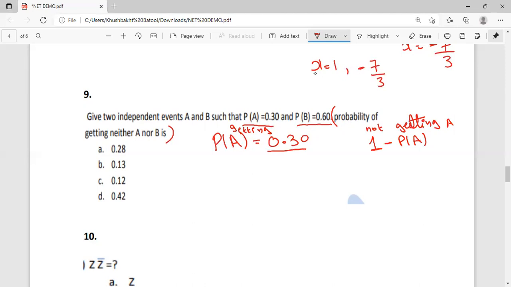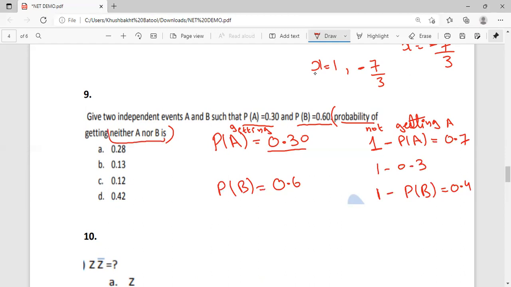So if you are getting A, you will get 0.30, and if you are not getting A, you will get 1 minus 0.3, so that is 0.7. And probability of getting B is 0.6, and of not getting B is 1 minus probability of getting B, that would be 0.4. And what you need to find is probability of getting neither A nor B. So we need to multiply the two probabilities which are referring to not getting A and not getting B. So you don't want to get A, you need to multiply 0.7 with 0.4. So you will get 0.28, right? This is 0.28.